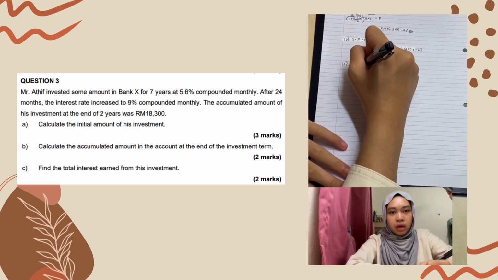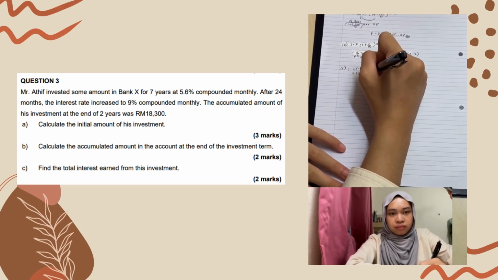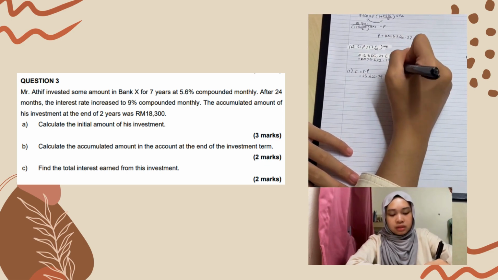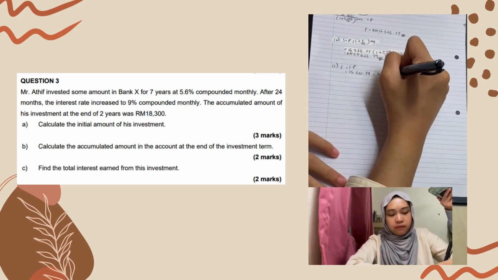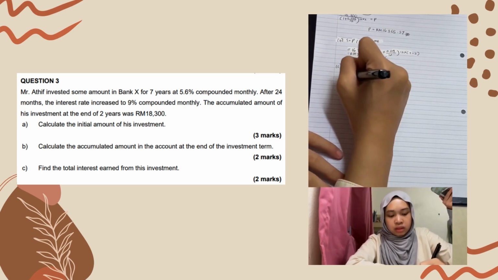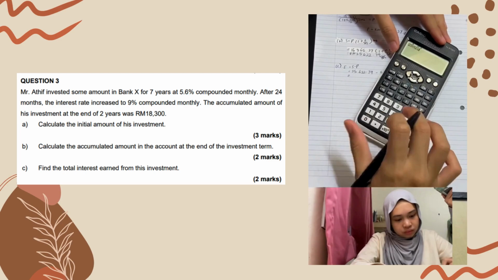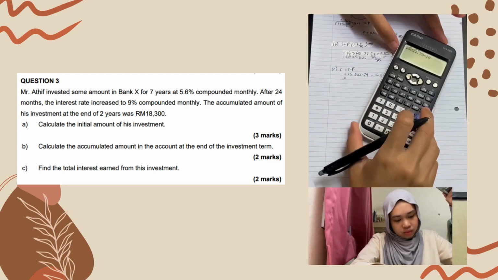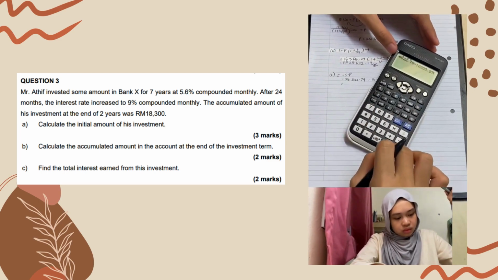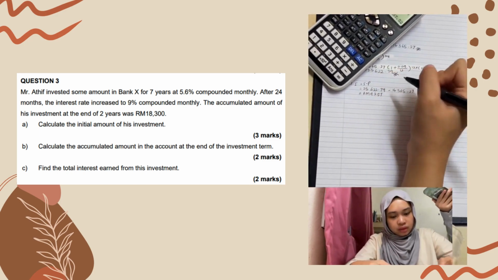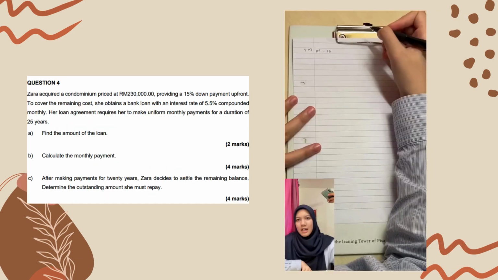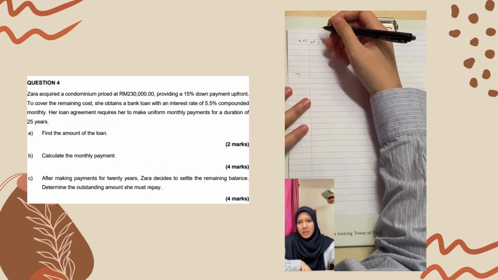So the amount of S is 25,622 ringgit 79 cents minus P, which is 16,365 ringgit 27 cents. So let's calculate it. The answer is 9,257 ringgit 52 cents.